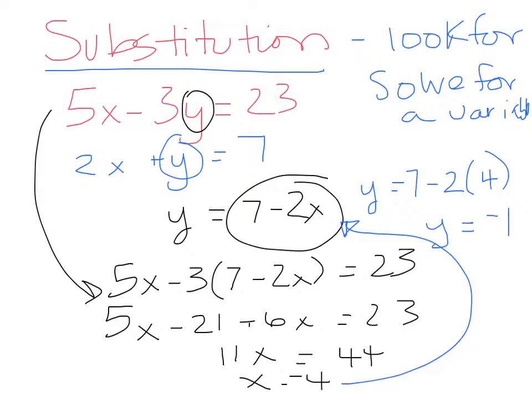Now remember, the solution to a system of equations is a point. We're going to give the ordered pair 4 comma minus 1. So your solution must be in that ordered pair.